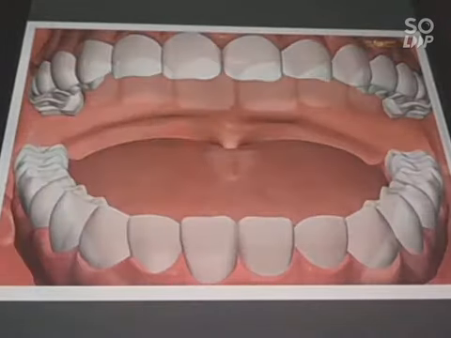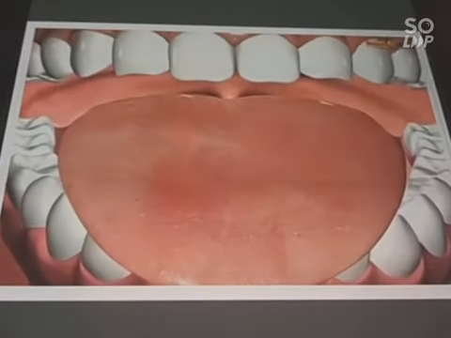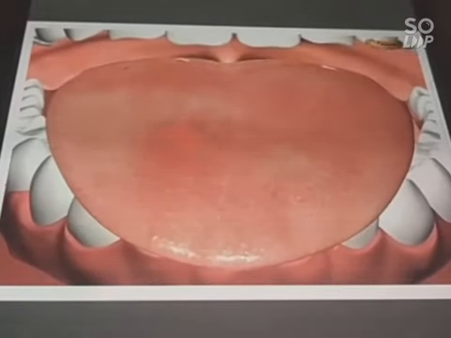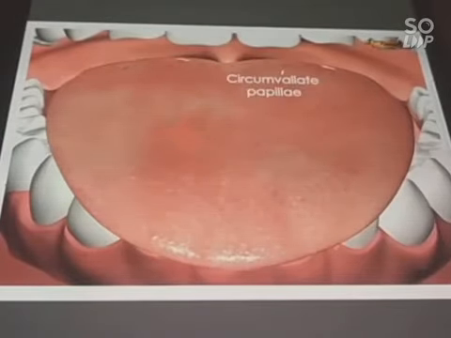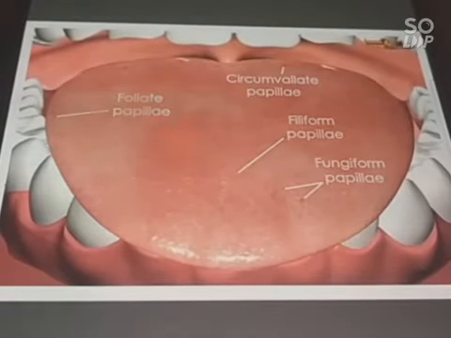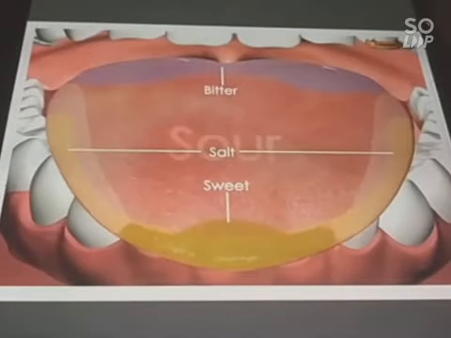Tongue is a fleshy muscular organ attached at the back to the floor of the mouth cavity. It is free at the front and can be moved in all directions. The upper portion of the tongue has small projections called papillae. It has taste buds that sense different tastes of food.